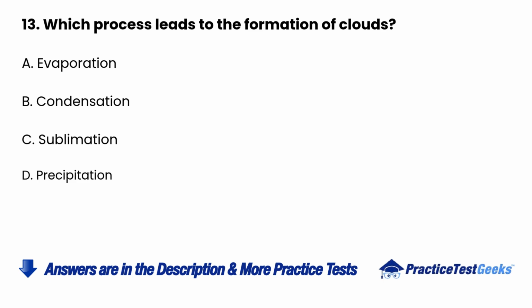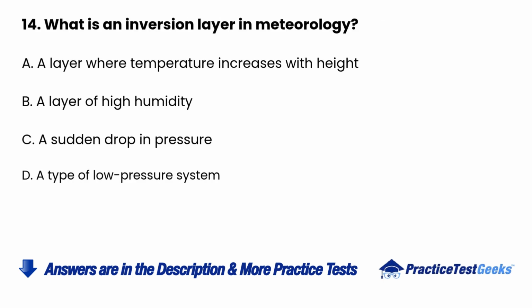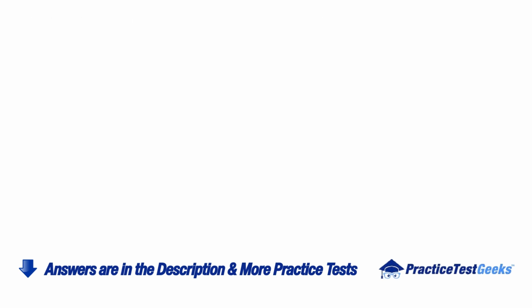D. Precipitation. 14. What is an inversion layer in meteorology? A. A layer where temperature increases with height. B. A layer of high humidity. C. A sudden drop in pressure. D. A type of low-pressure system.